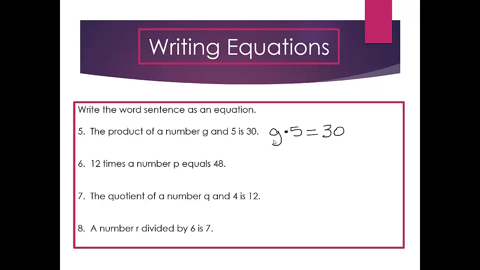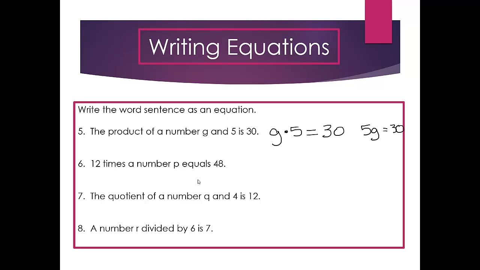Also, if you remember that when we have multiplication, so we have a variable times a number, we can write the number right next to the variable, and that means multiplication. So we could also put 5g equals 30. We do not have to have any symbols between the number and the variable. So either one of these two answers would be correct.